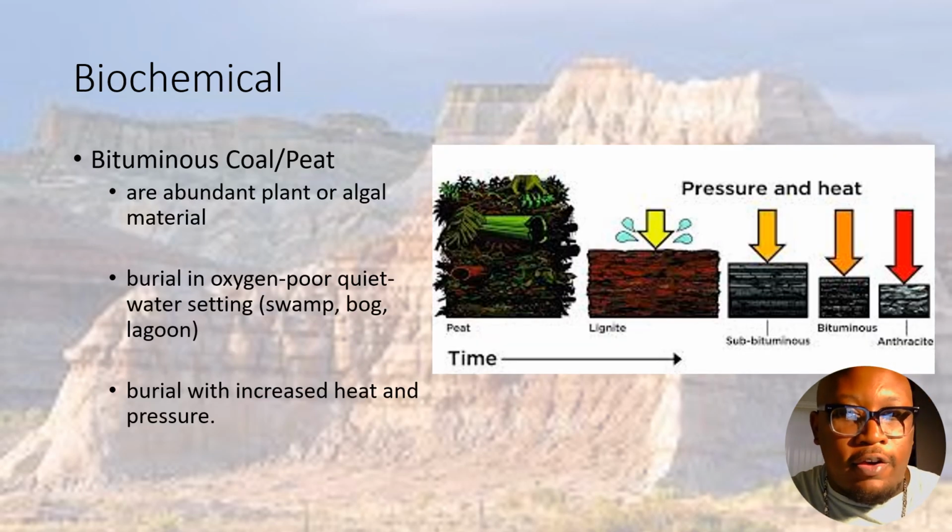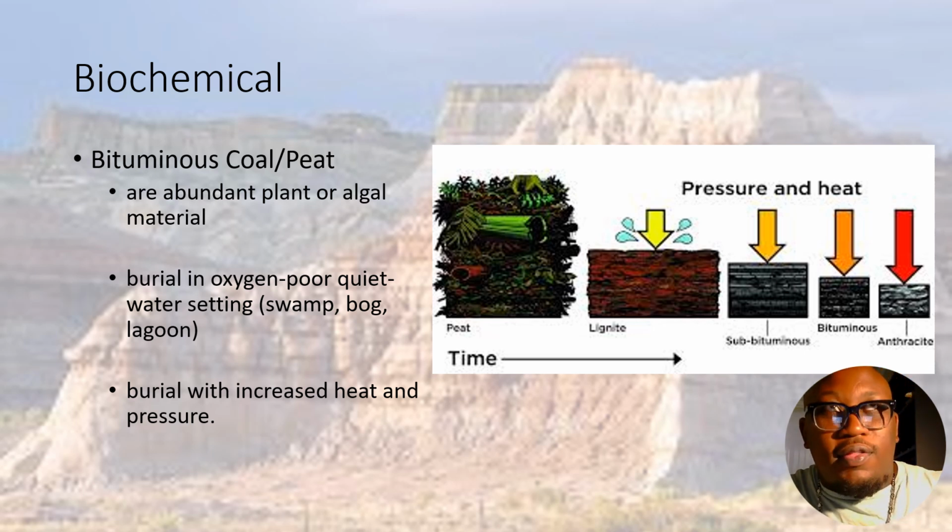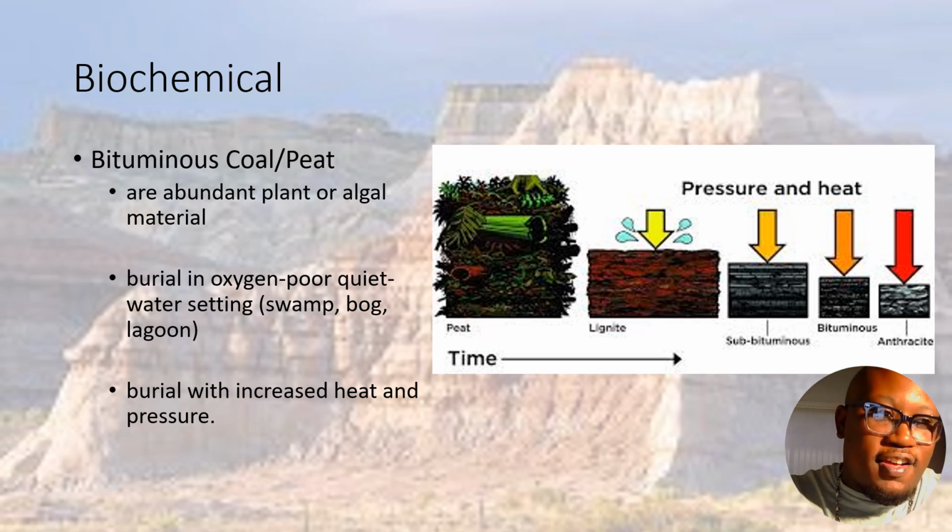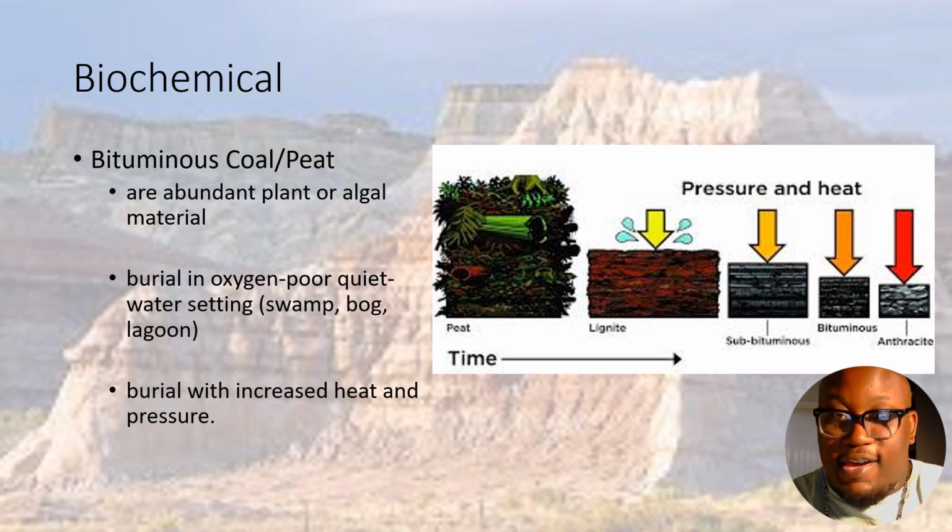Next, we have our biochemical sedimentary rocks. Basically, this is bituminous coal and peat. Peat is just a bunch of plant material, just not liquefied, but kind of hardened. And so you can think of, I'm trying to think of that material that gardeners use. Mulch. Think of mulch being set out in the sun and just hardening. That's actually the best way I could describe it.